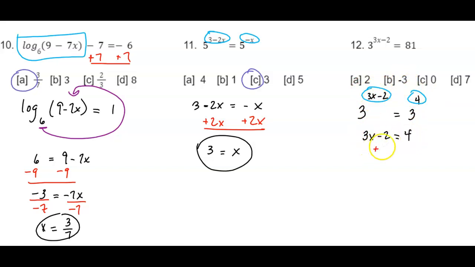Add 2 to both sides. It gives me 3x equals 6. Divide by 3. And that gives me that x must be 2.